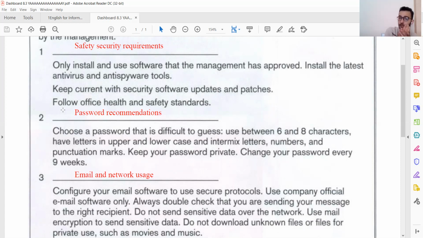Keep your password private. Okay. And change your password every 9 weeks.